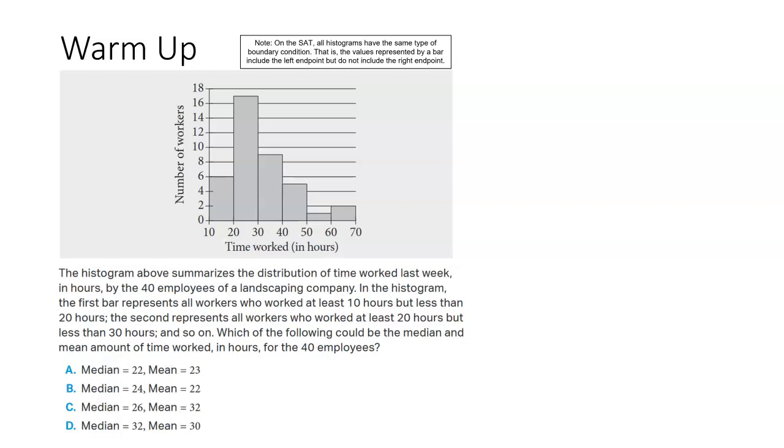All right, and they explain it in the question. The histogram of the first bar represents all workers who worked at least 10 hours, but less than 20. That means 20 is not included in that first bar. Everything under it is included.